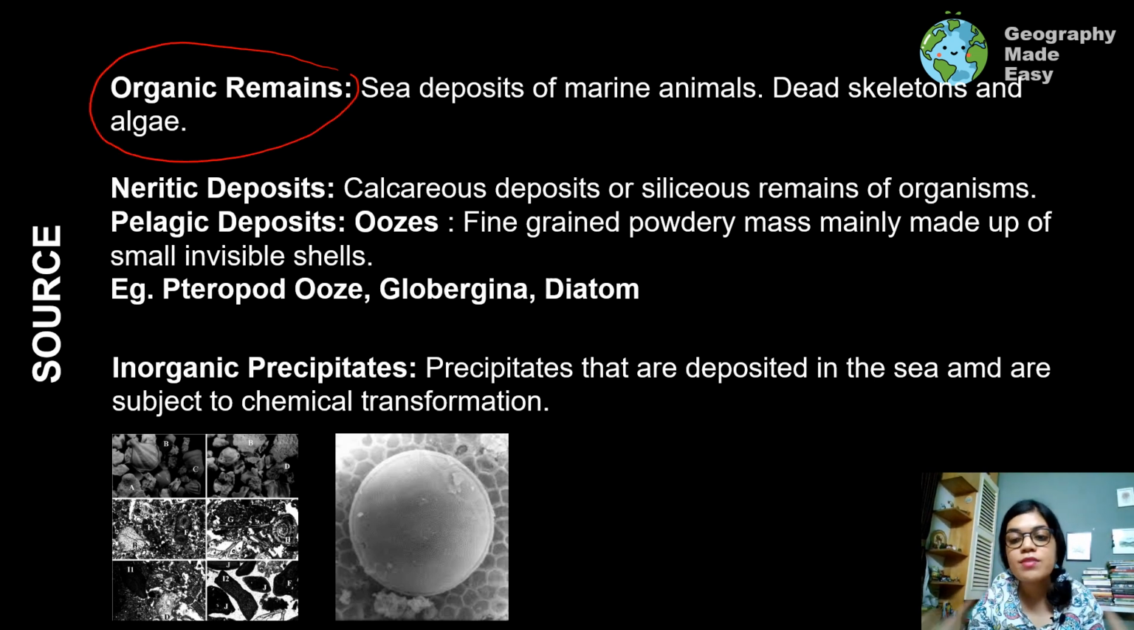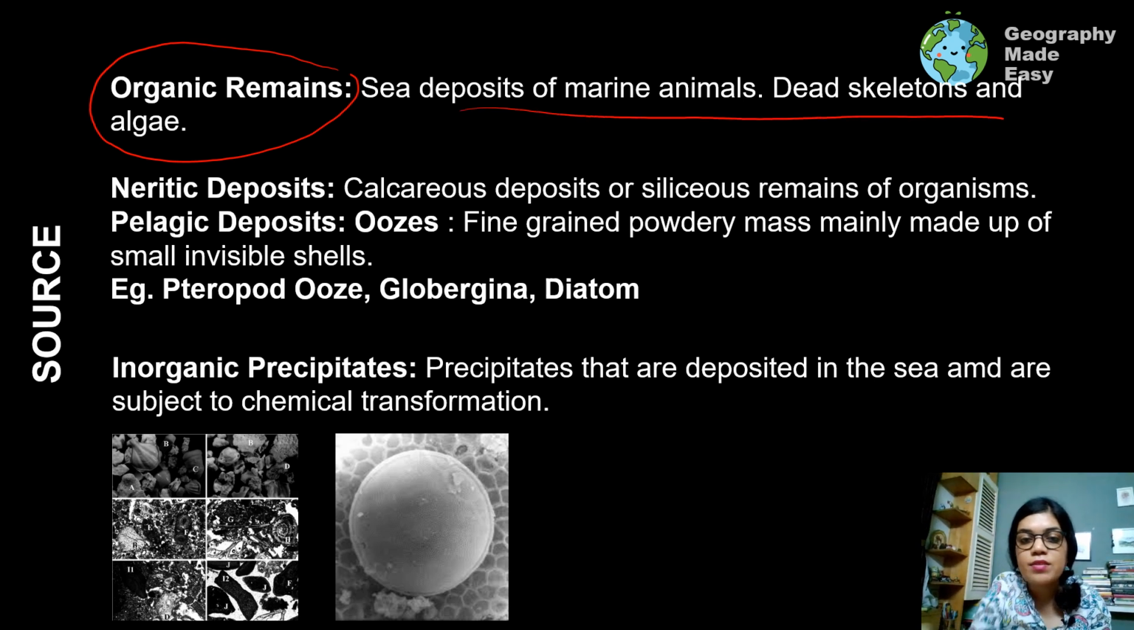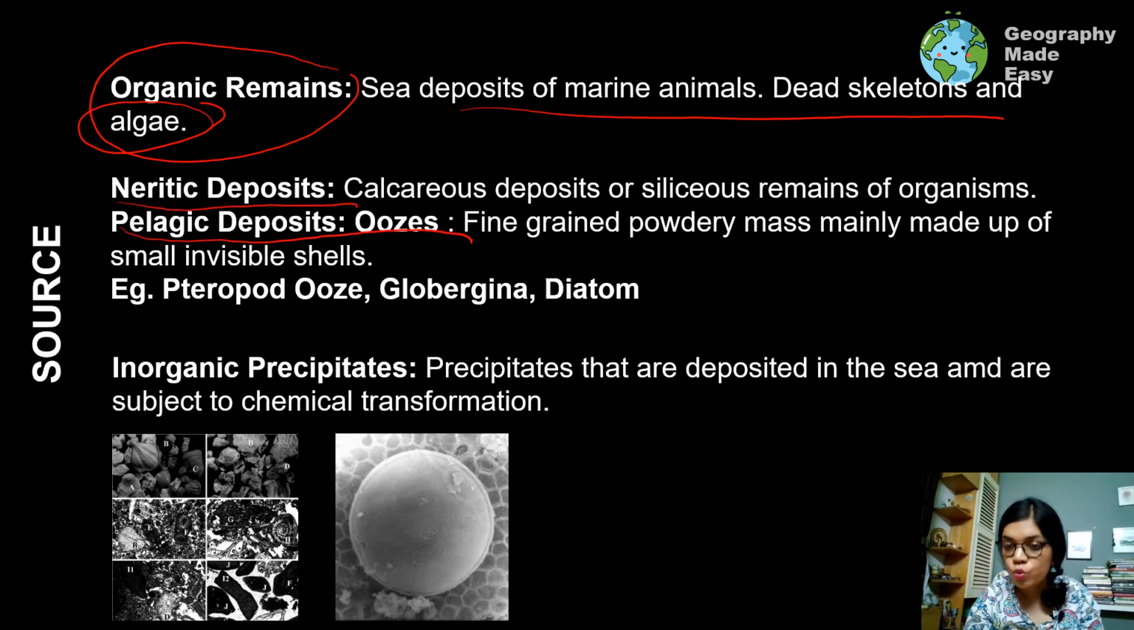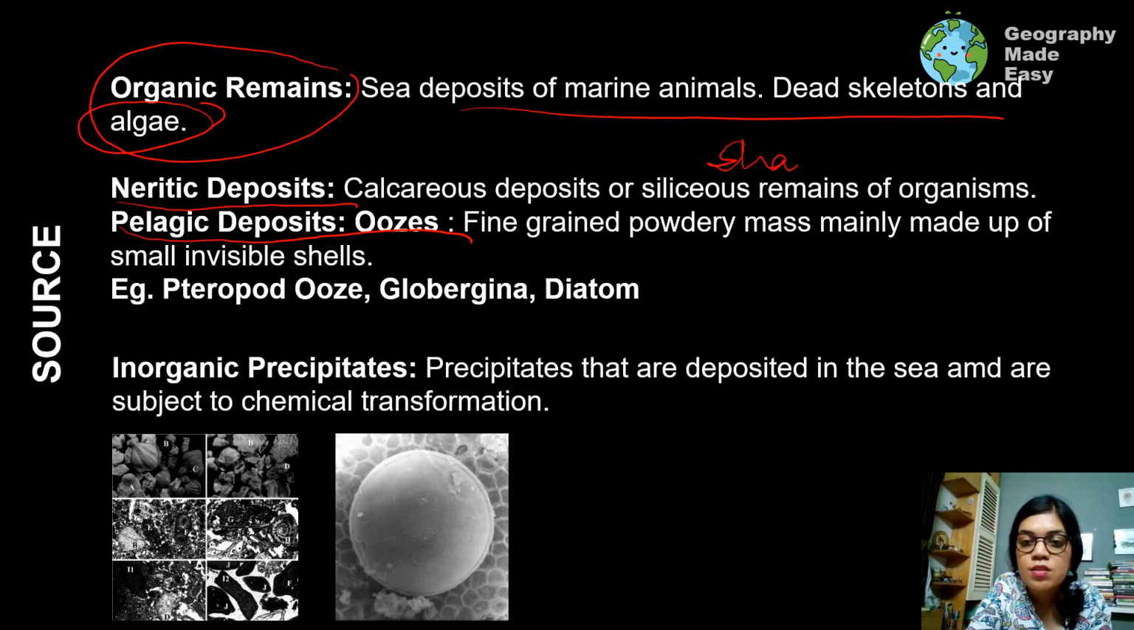Now, organic remains form a very important part of the marine sediments. So we have basically dead skeletons of animals and algae, and these can be further divided into different types. We have the neritic deposits and the pelagic deposits, and these are the two main types. Neritic deposits are those seen mostly close to the surface. Shallow seas is where you will see the neritic deposits.